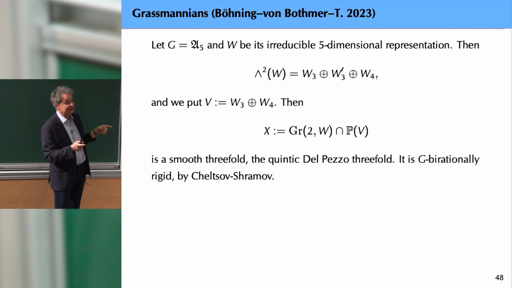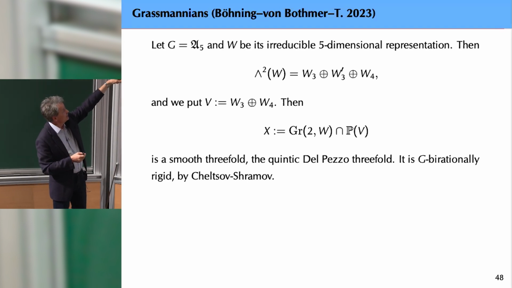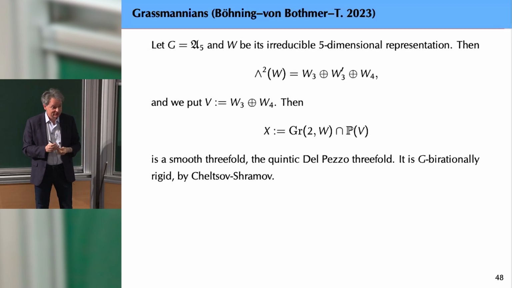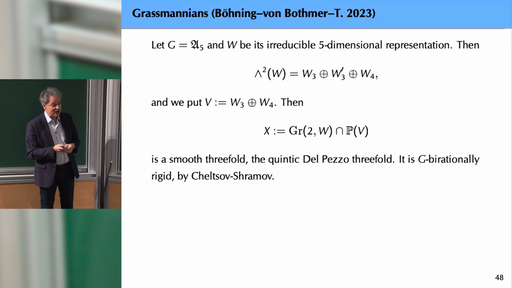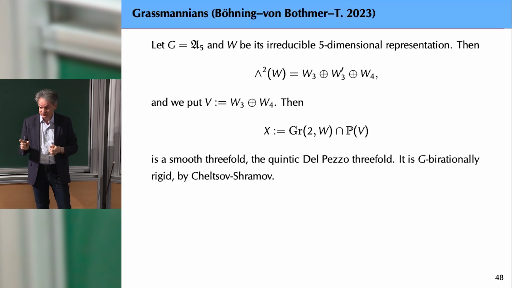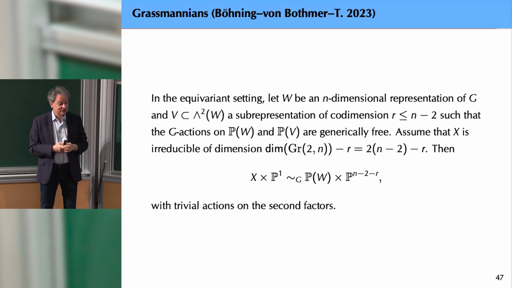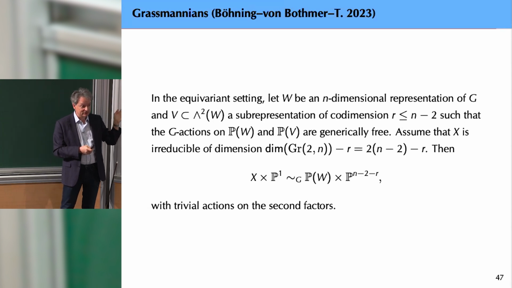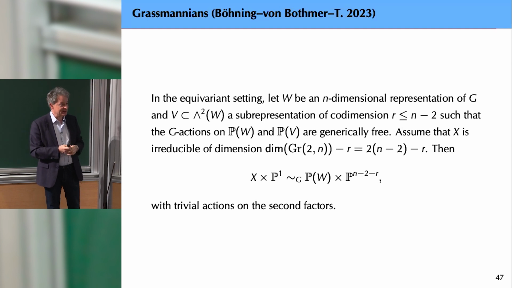So now you pick a 7-dimensional, 3 plus 4, you projectivize, you get a smooth cubic threefold. It's called the quintic del Pezzo threefold. It carries the A5 action. Cheltsov and Shramov wrote a book, 500 pages, showing that that action is birationally rigid. So that threefold, a rational threefold, is not equivariantly birational to P3.